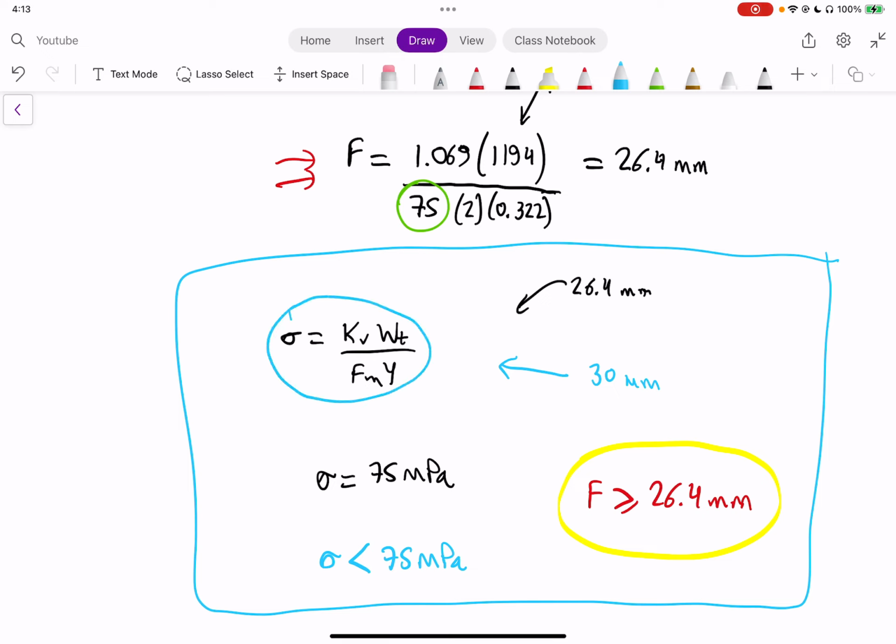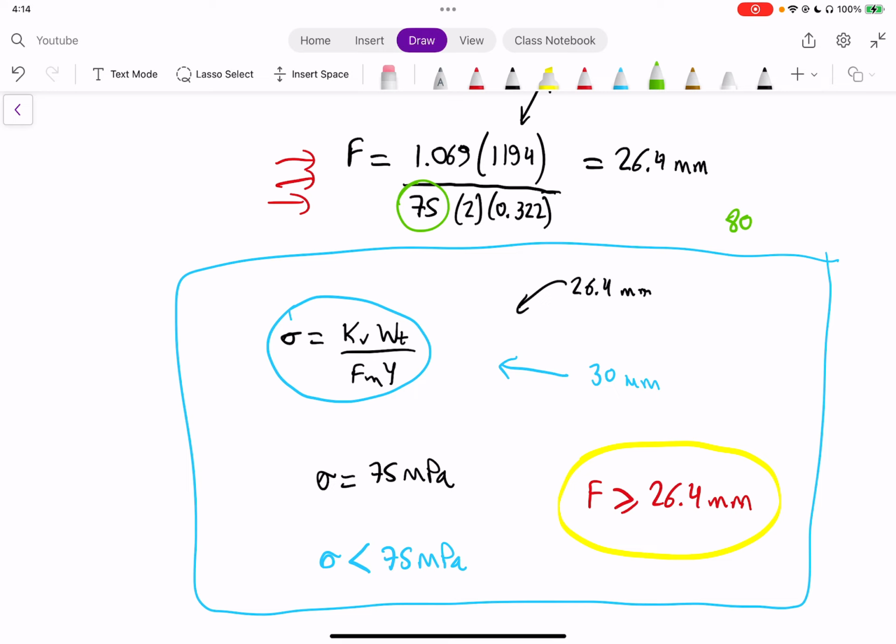Now, if we use the face width equation, the one that's highlighted at the top here, what would happen is if we plug in a value of 80 megapascals, we now have a face width that's lower than 26.4. Does that make sense why that is the case? So try to think about that and see if it makes sense for you. And now I'm going to explain why it would be the case.